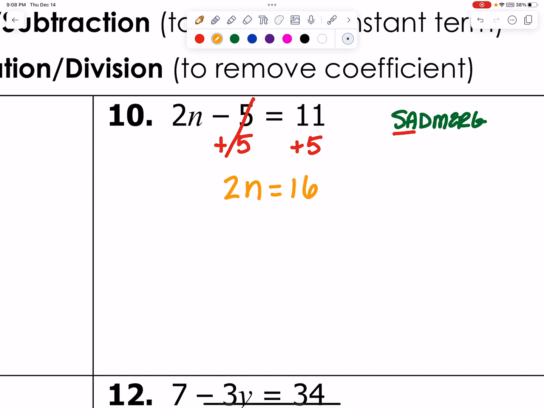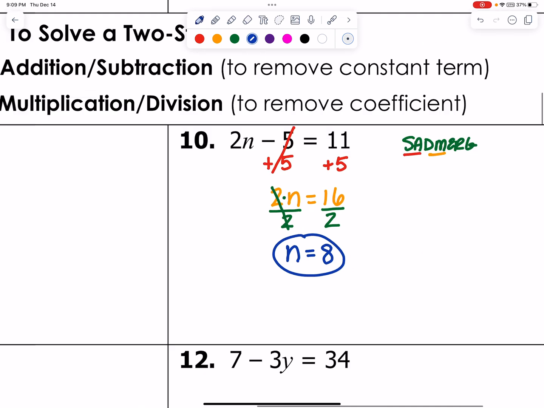Now I'm not done, because when you solve for a variable, the variable needs to be by itself. So next is any multiplication or division. I see a 2 times n. How do I get rid of multiplication? The opposite is division. So instead of times 2, I divide 2 to both sides. Cross that out, and we now have n equals 16 divided by 2, which is 8. And there we go with number 10.